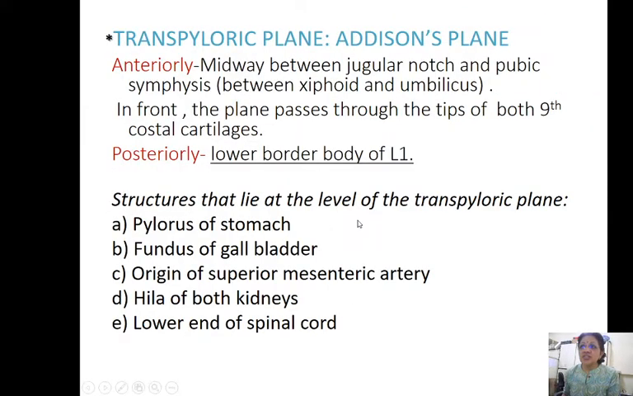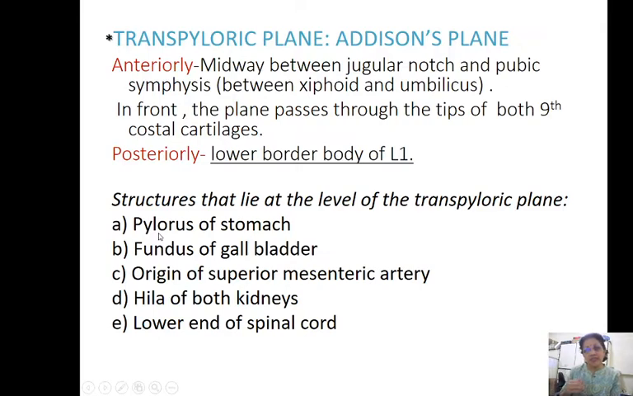Then, the structures that lie at the level of the transpyloric plane. One of the reasons why this plane is given so much significance is because it goes through several important structures. For example, it goes through the pylorus of the stomach. As the name itself suggests, the pyloric end of the stomach is a fixed point, just as the esophageal end of the stomach is a fixed point, because that is where the esophagus goes through the muscular diaphragm to come into the abdomen and then become the stomach. That position doesn't change much, but the pylorus is an even more fixed position, and relative to the other moving organs there, this is a fixed one.